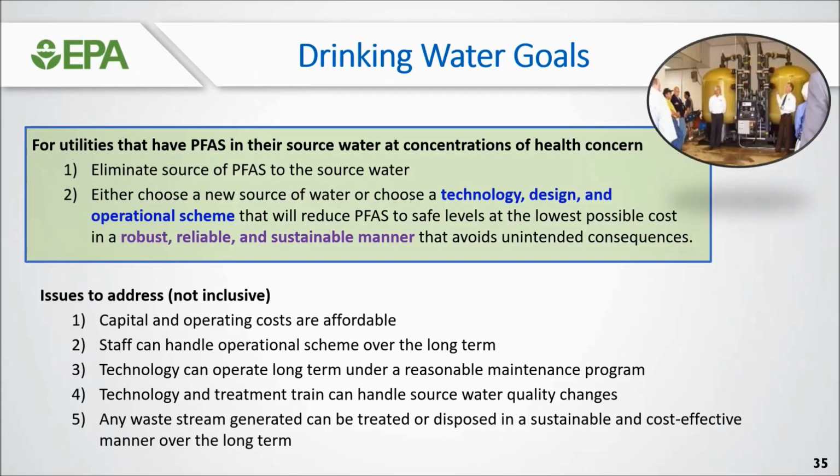When you have PFAS in your water, you have to do two things. One is eliminate the source of PFAS, and the second is to choose either a new source of water or a technology design or operational scheme that will reduce the PFAS. And so a lot of the issues I discussed previously about having the cost be affordable, making sure your staff can handle the operational scheme over the long term, that the technology can operate long term under a reasonable maintenance program, and that the technology and treatment train can handle source water changes, and any waste stream generated can be treated or disposed of in a cost-effective and sustainable manner.